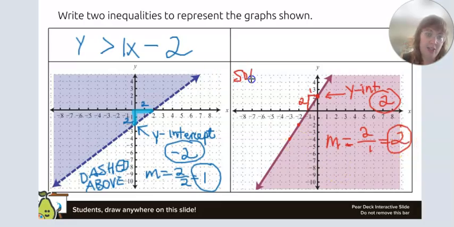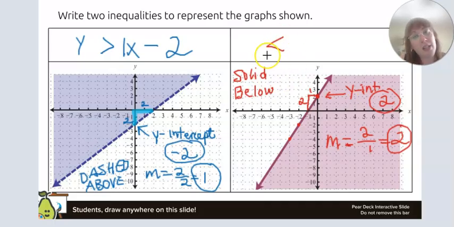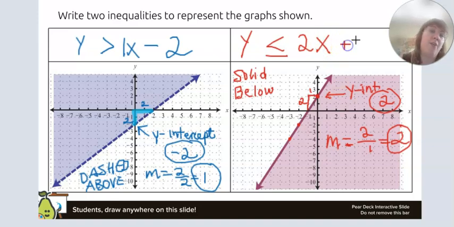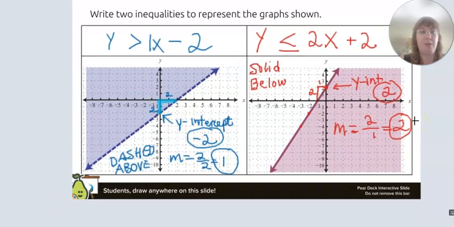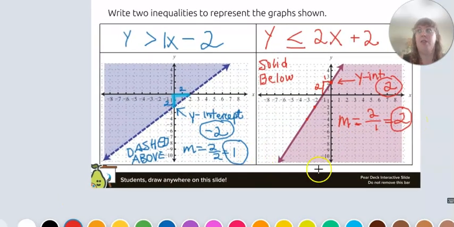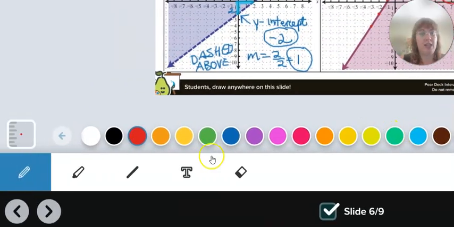It is a solid line, and we're shaded below. So since it's below, it's less than, but since it's solid, it's less than or equal to. Put our y in the front. Our slope is 2 times x, and then we're going to add our y-intercept of 2. And there's our final answer. Beautiful. I'm going to go to our next slide, slide 7.